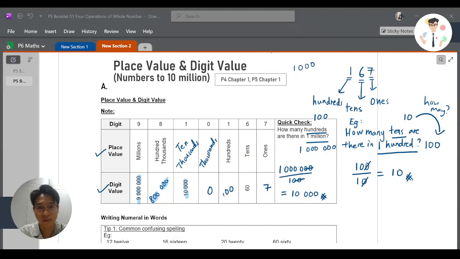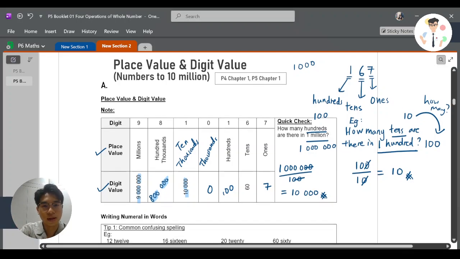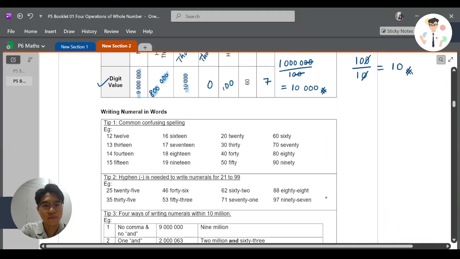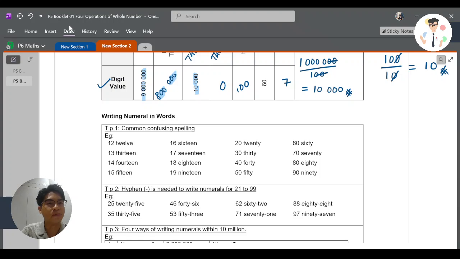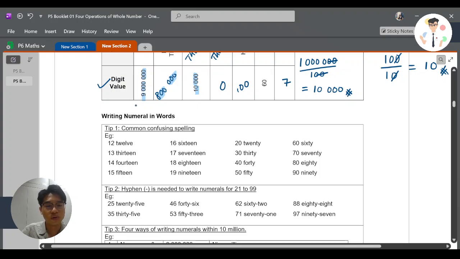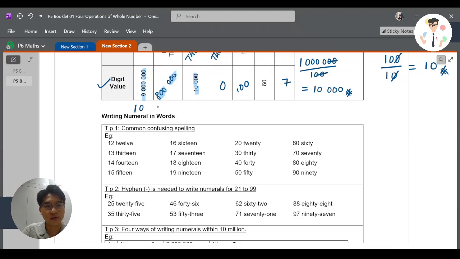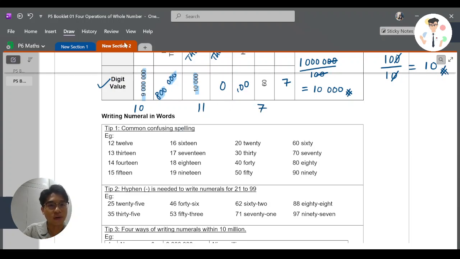So far, so good. I believe it's not something that's very difficult, but take some time to remind yourself about what you have learned in the past. Let's move on to the next part. Now, we are learning how to write numerals in words. All of you are very good at writing numbers, right? You know, this is 10, this is 11, this is 7. You know all this. But now we need to revise and learn how to write in words.